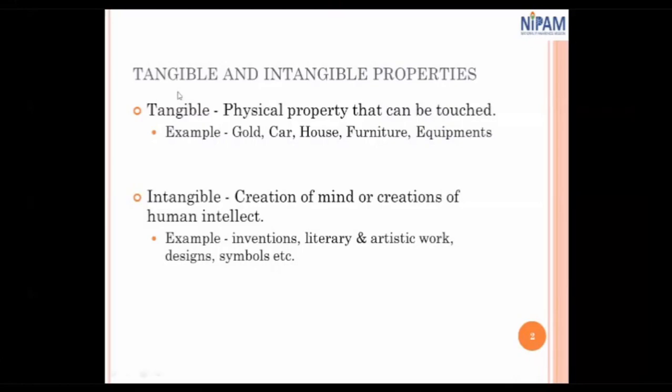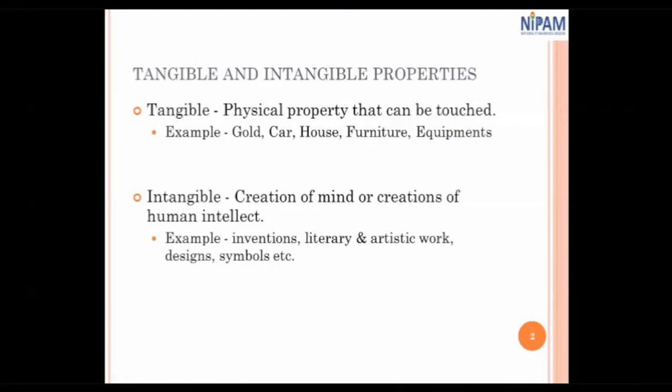There are two types of properties: tangible properties and intangible properties. Tangible properties are those which can be touched or felt. For example, as mentioned in the slide, gold, car, house, furniture: you can feel them, physically see them, and have a view of them.